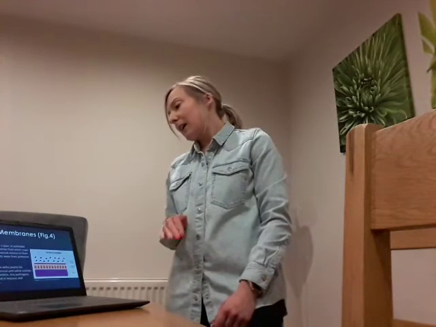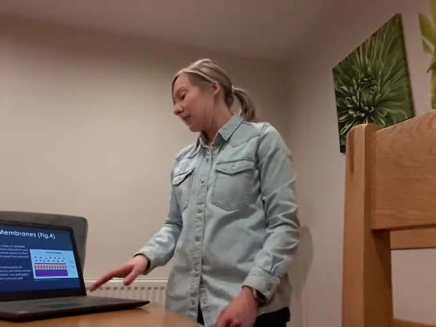So the nose, mouth and eyes are entry points for pathogens. So tears, mucus and saliva all contain enzymes that break down bacteria. Any pathogens that are not killed get trapped in the mucus and then swallowed down into the stomach.